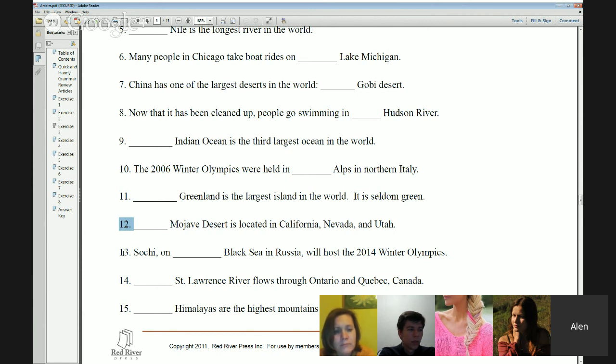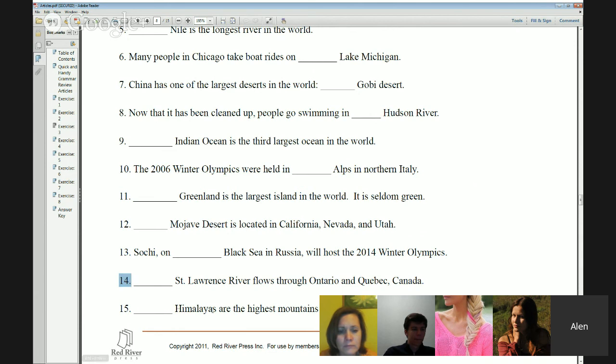Number 12. The Mojave Desert is located in California, Nevada, and Utah. Very good. Another desert, we got to use the... Excellent. Number 13. Sochi on the Black Sea in Russia will host the 2014 Winter Olympics. I mean, it hosted it already. It's finished now.